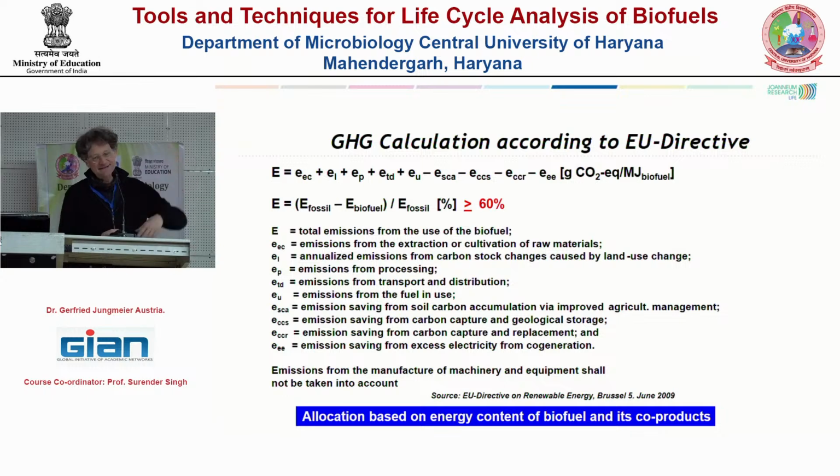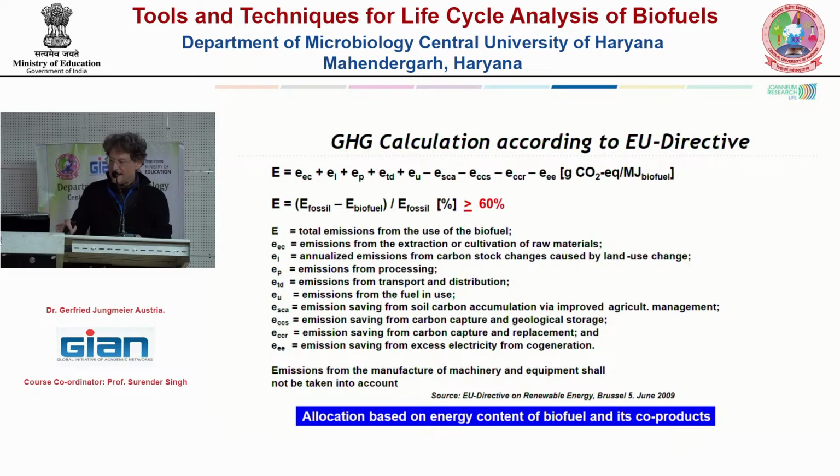In the annexes, as I already mentioned, is a formula. You don't need to understand the formula, but it's at least a somewhat simplified LCA calculation by looking at the emissions from the cultivation, emissions from transporting and distribution, emissions from processing, emissions from the fuel in use. So at least all the relevant terms for the unit processes are summarized here, and it's a minimum 60%. From this year on, it's 65%, that the fossil emission should be reduced by.